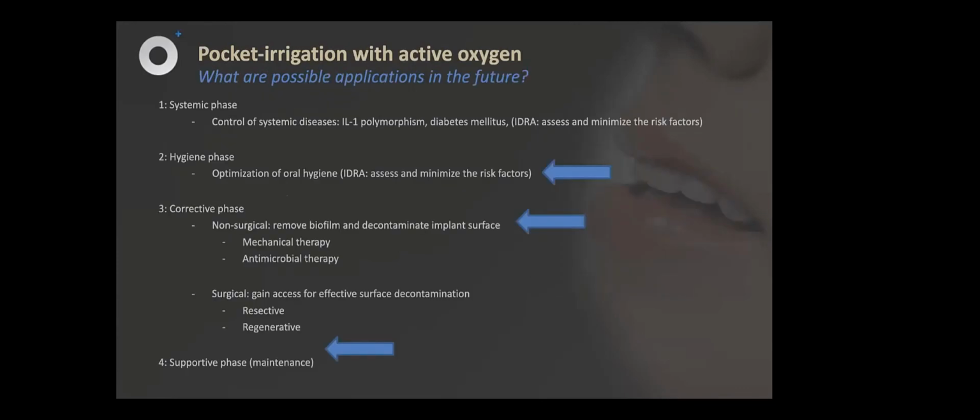So if we look at the possible applications in the future, then, looking at the 4 stages of peri-implant diseases, it has a potential contributing factor in the optimization of oral hygiene, and to assess and minimize the risk factors. It has a potential advantage in the corrective phase in a non-surgical way, by removing the biofilm and decontaminating the implant surface. And yes, it has a potential advantage in the supportive phase.